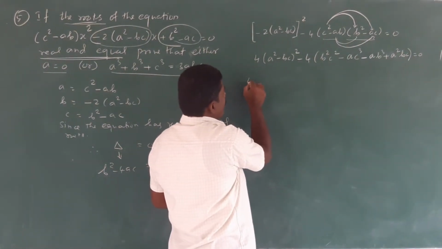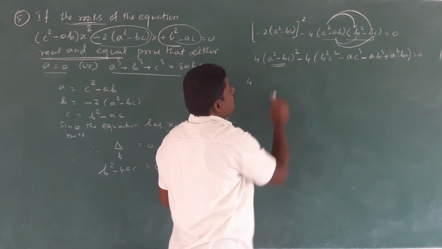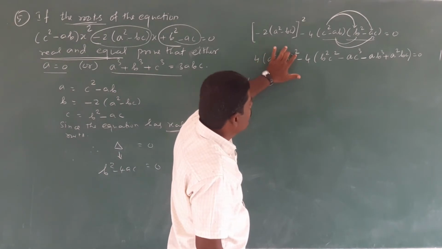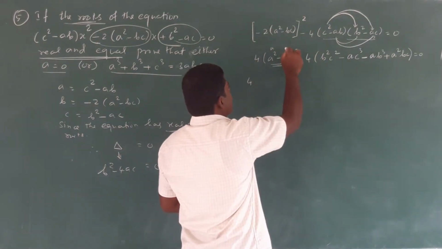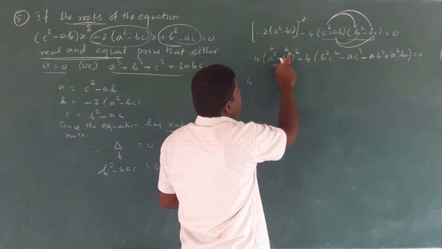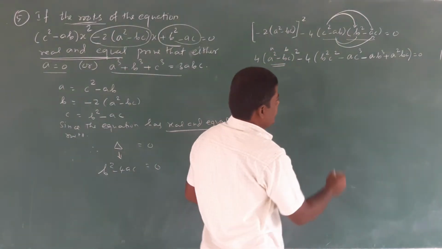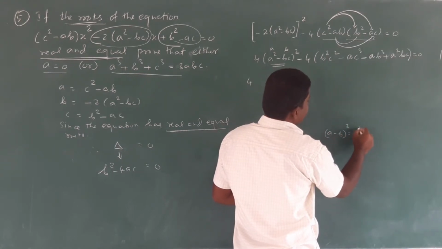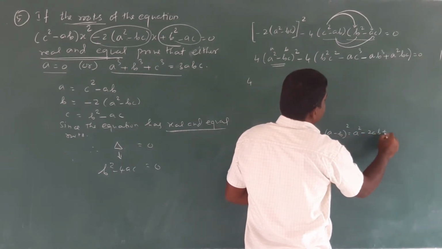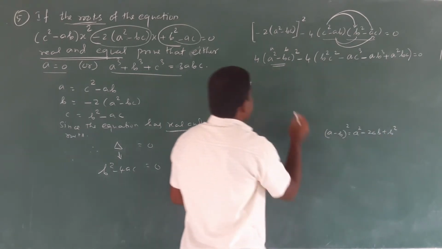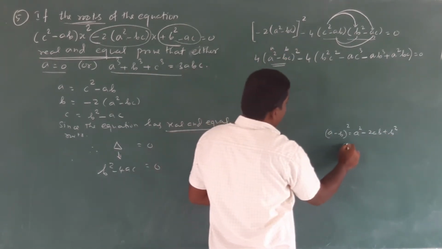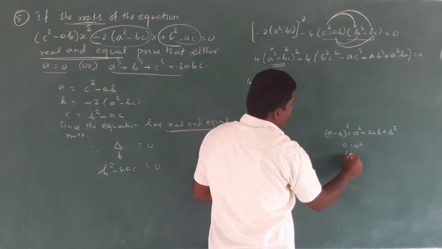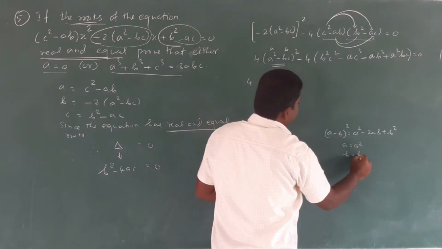Now for the first term you want to apply the form (A minus B) the whole square. This is A, this is B. We already know that (A minus B) the whole square is equal to A square minus 2AB plus B square. Here the value of A is A square, and the value of B is BC.